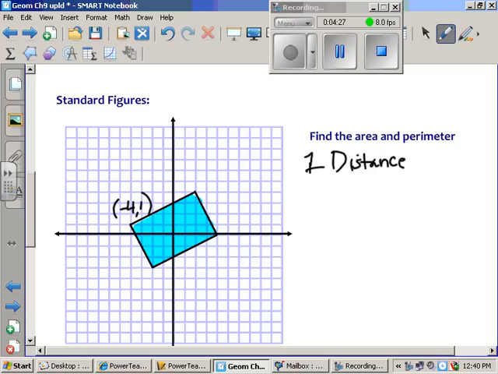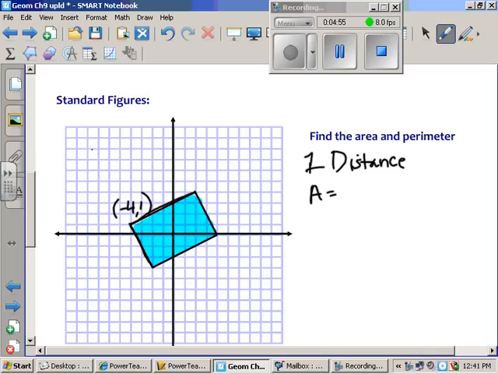Okay? Because I can find the area by finding how long this side is and how long this side is and multiplying it. I can find the perimeter by finding this side and multiplying by 2, and finding the length of this side and multiplying by 2 and adding them, right? So if I'm going to use the distance formula, I'm going to find the length of this side, multiply it by the length of this side.